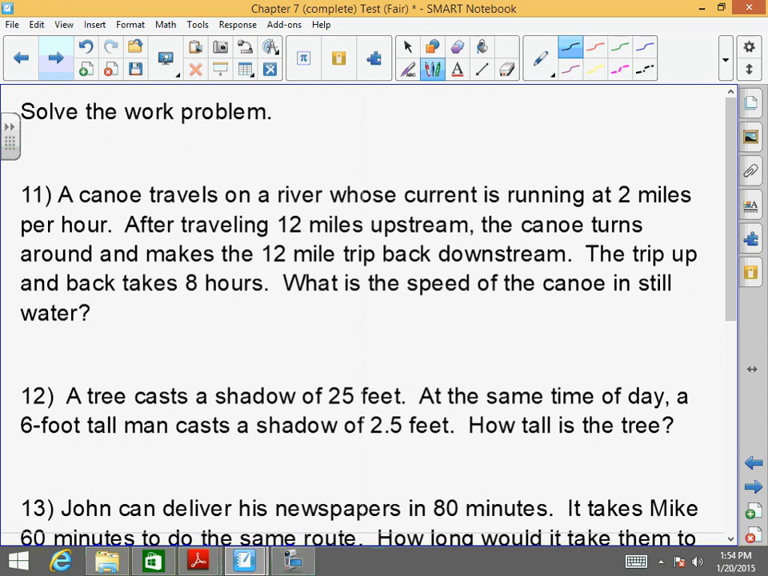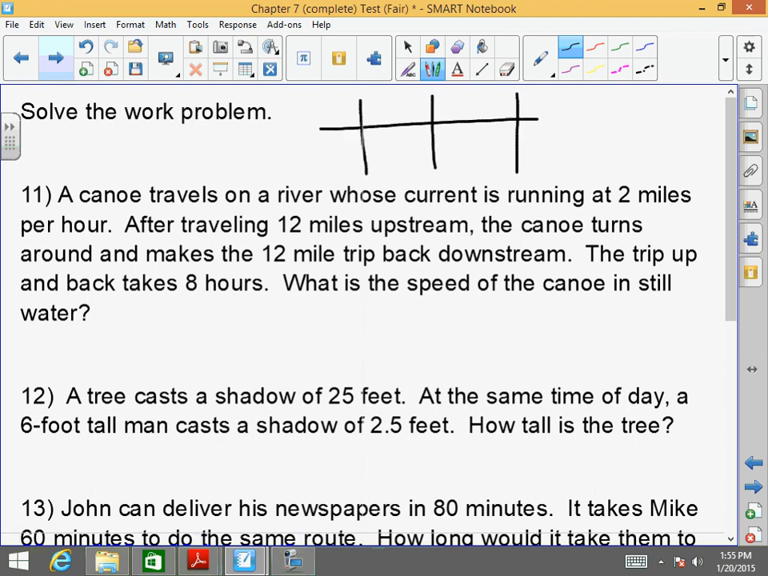A canoe travels on a river whose current is moving at 2 miles per hour. After traveling 12 miles upstream, the canoe turns around and makes the 12-mile trip back downstream. The trip up and back takes 8 hours. What is the speed of the canoe in still water? Okay.